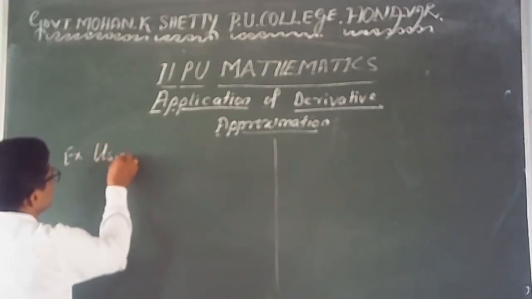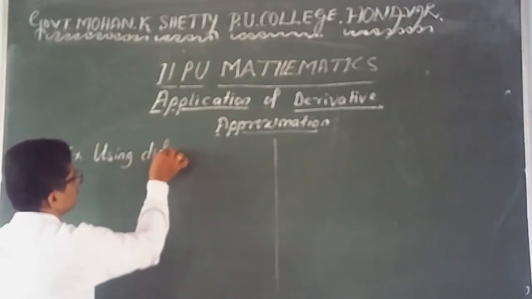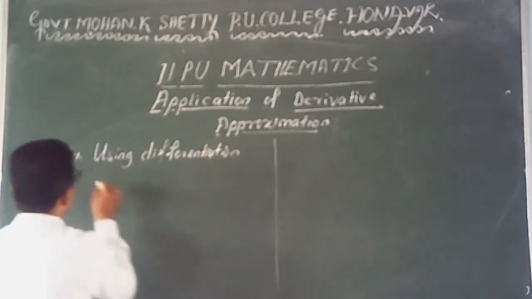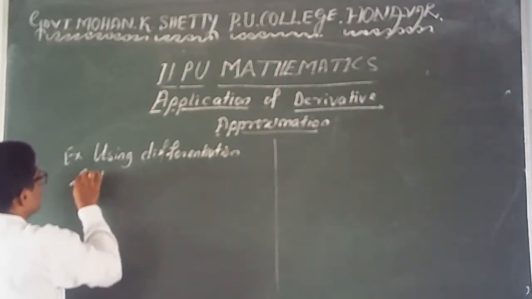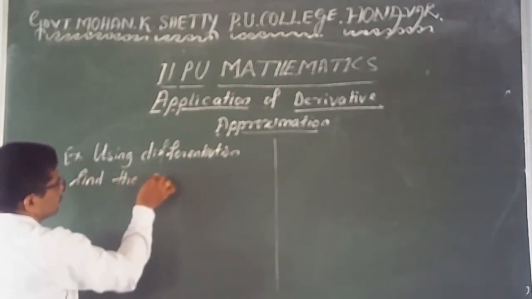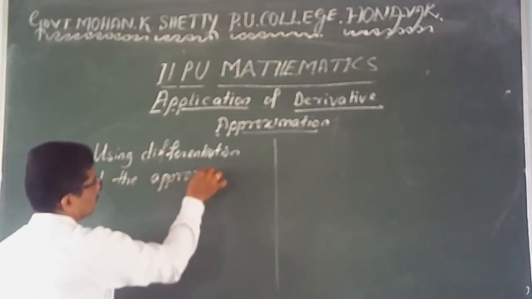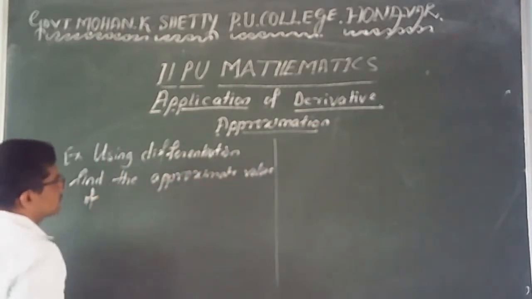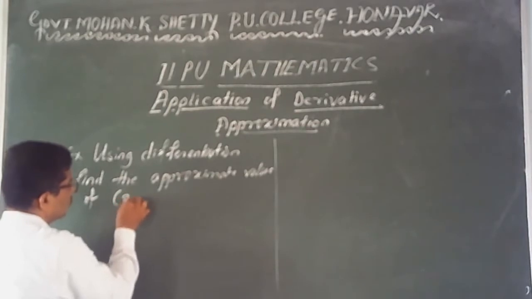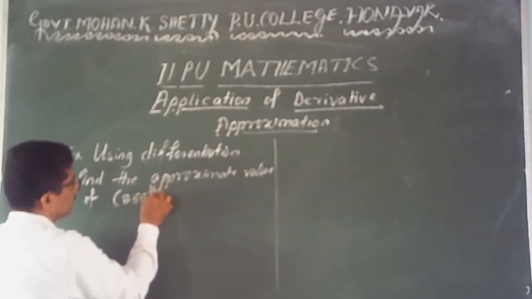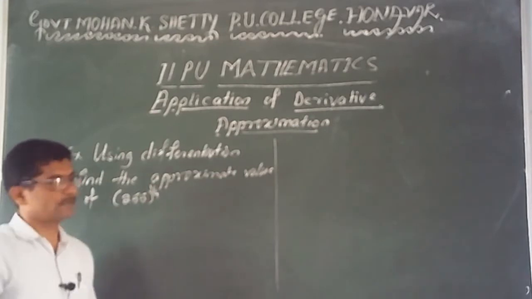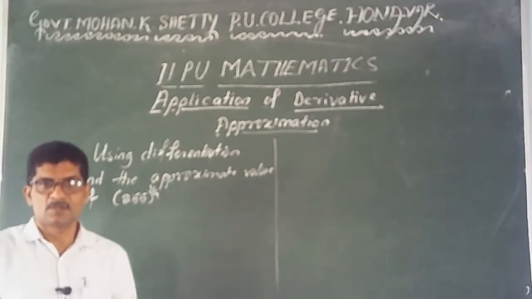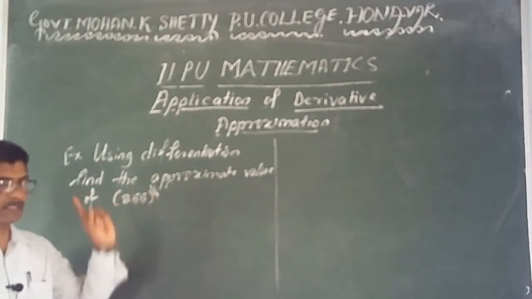Here using differentiation, find the approximate value of 255 raised to 1 by 4 using differentiations. Here using the calculus, find the approximate value of 255 to the power 1 by 4.